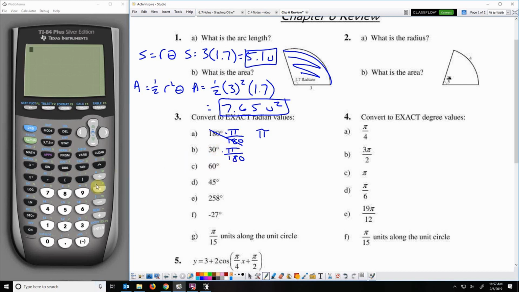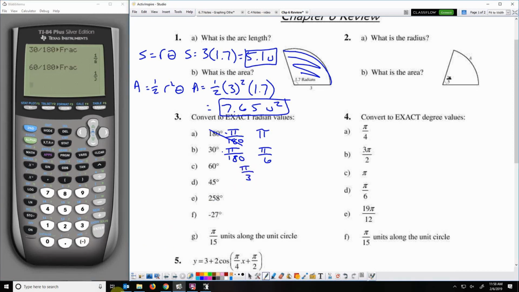30 times pi over 180. I can't use the calculator. 30 over 180. And then math, ask for it as a fraction, enter, enter. That is 1/6. So 30 over 180 is 1 over 6, so 30 degrees is pi over 6. So 60 degrees. 60 divided by 180, math, enter, enter, 1/3. So this one is pi over 3.